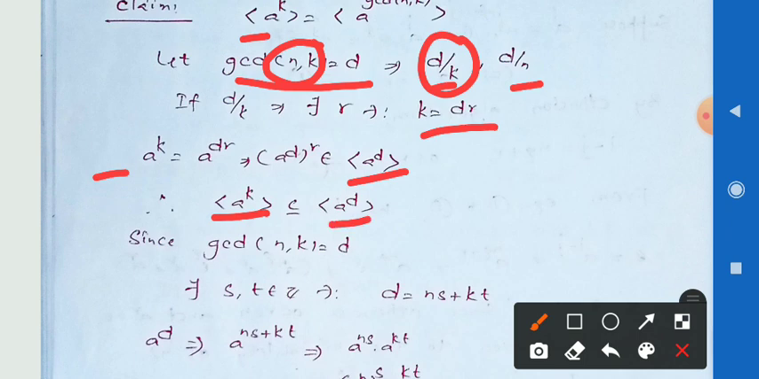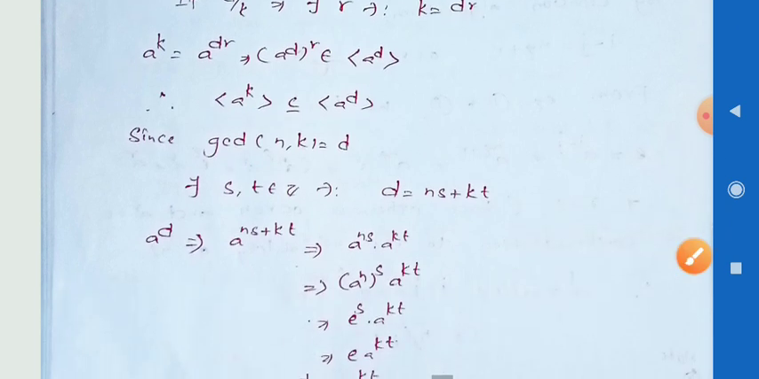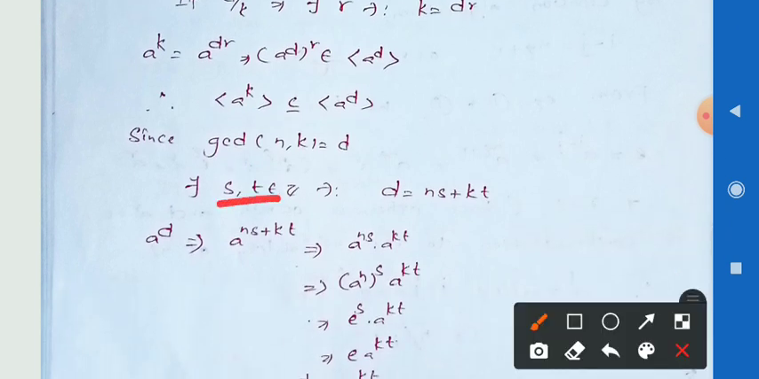Now we have the gcd of n comma k equal to d, so by the division algorithm we can write d is equal to ns plus kt, where s comma t belong to Z. Here a power d is taken. Since d is equal to ns plus kt, substituting the d value, we get a power ns plus kt.